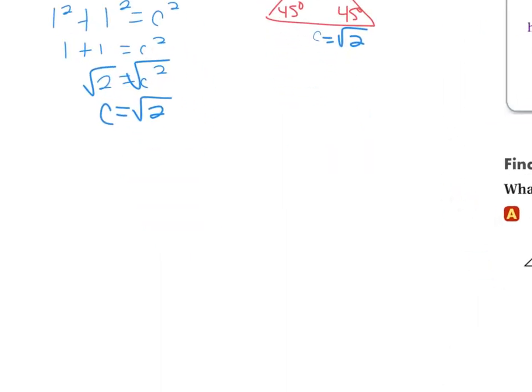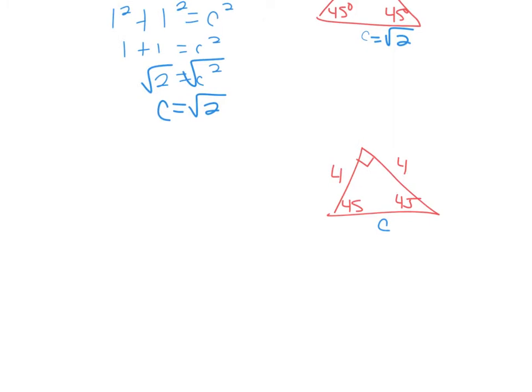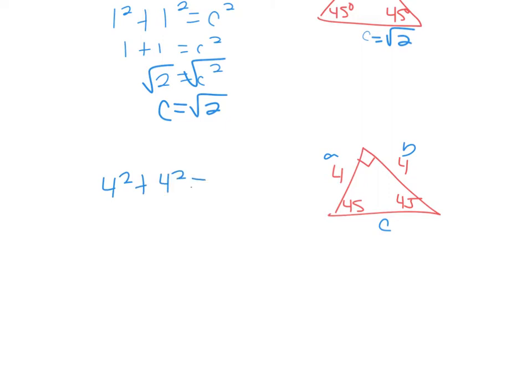So you'll see the pattern. This will be the last one. So if I have another one, just pretend those are 45-degree angles. And let's say this time these are 4. There's your right angle. Oh, it's an ugly right angle. Okay, so again, this will be our C. So I'll call this A, that B. So we'll do 4 squared plus 4 squared equals C squared. Right, 4 squared is 16. So 16 plus 16 equals C squared. And that would give you 32 equals C squared.